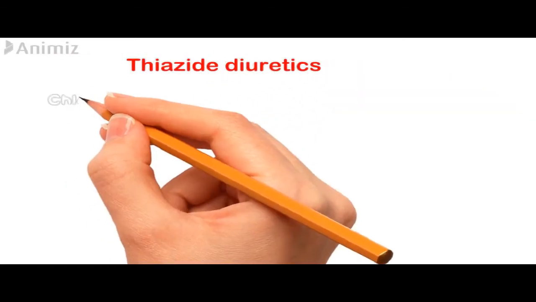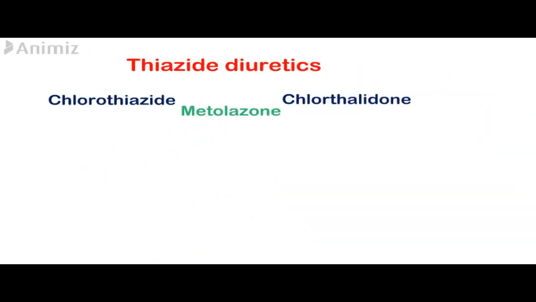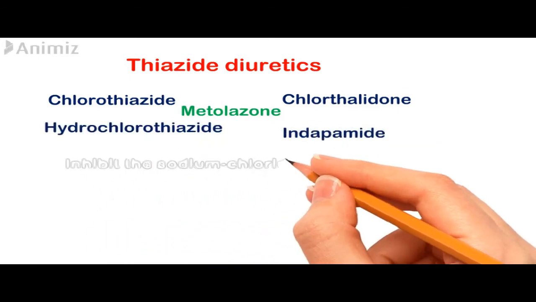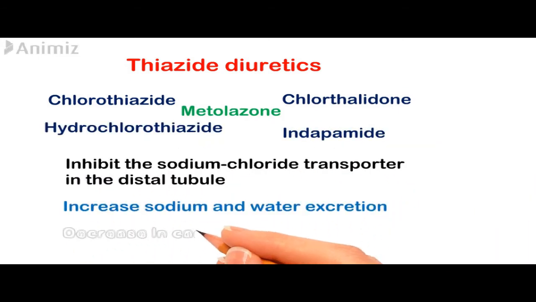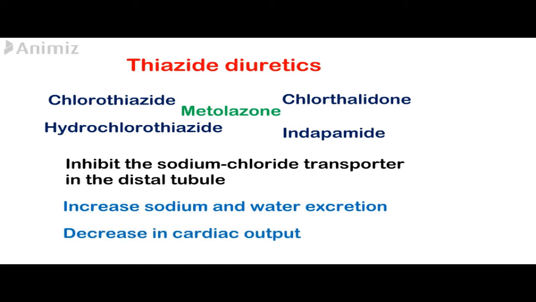If we start with thiazide diuretics, these drugs are mostly the first-line drugs, and some of the drugs in this group are chlorothiazide, hydrochlorothiazide, chlorthalidone, indapamide, and metolazone. The mechanism of action of these drugs is that they inhibit the sodium chloride transporter in the distal tubules, and this will lower blood pressure initially by increasing sodium and water excretion. This will cause a decrease in extracellular volume, resulting in decrease in cardiac output and renal blood flow. And they are appropriate for mild to moderate hypertension with normal renal and cardiac function.